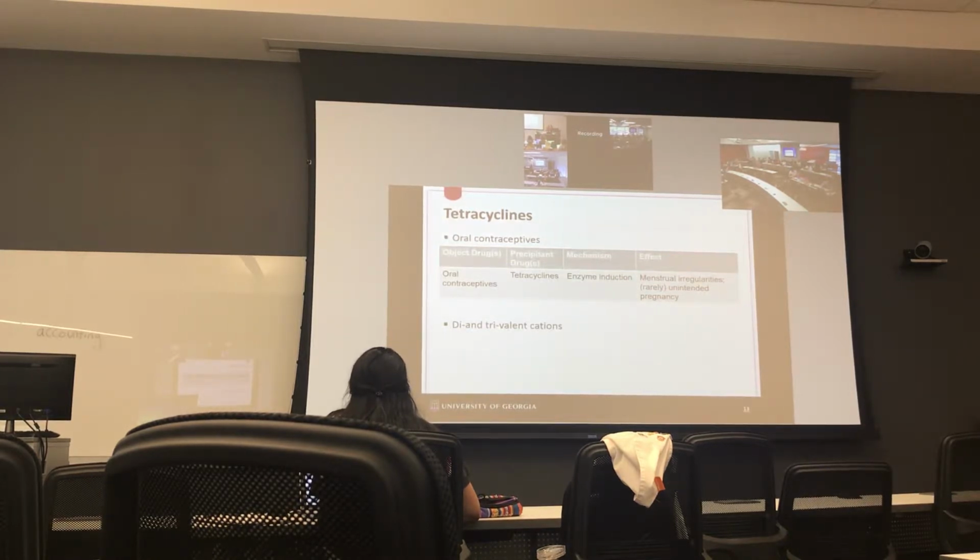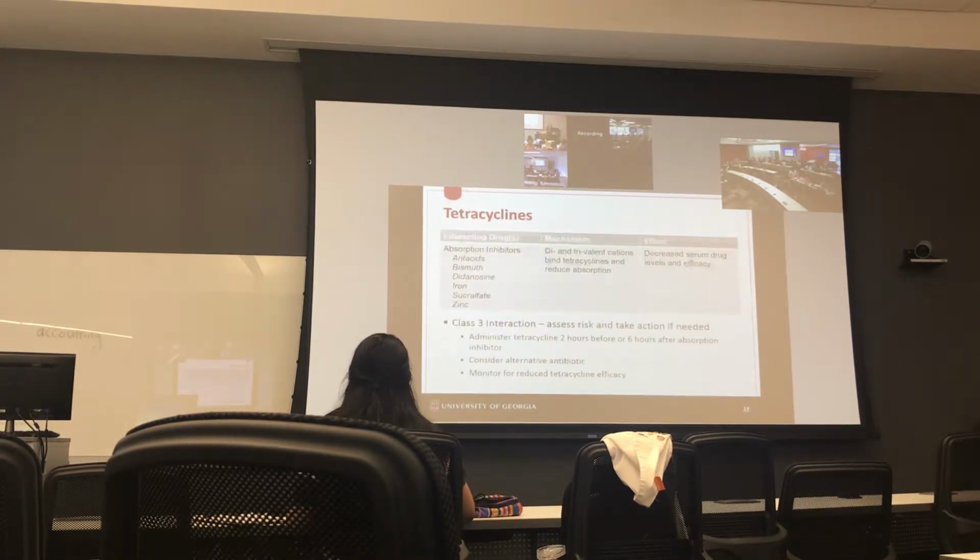And tetracyclines also interact similarly to fluoroquinolones with our di- and trivalent cations. So same agents here, the interaction will decrease absorption, reduce our serum drug level, and reduce efficacy. And whenever we're reducing the efficacy of our antibiotics, that could lead to inadequate treatment of infection and the emergence of resistance. So certainly significant consequences there.